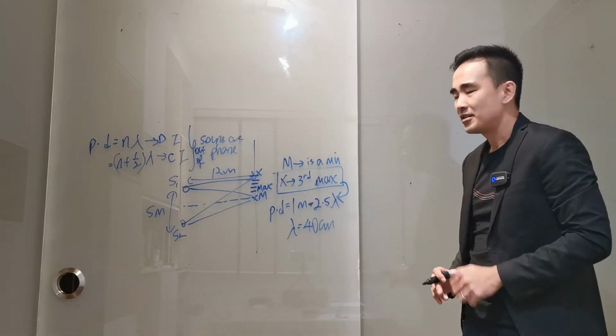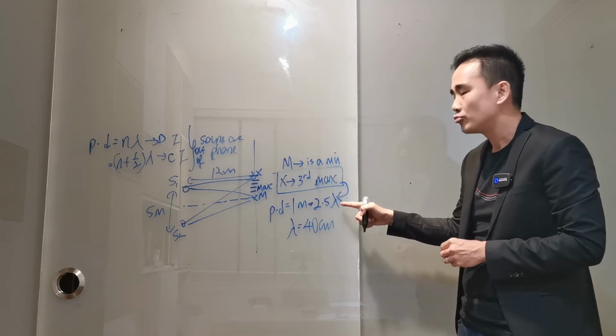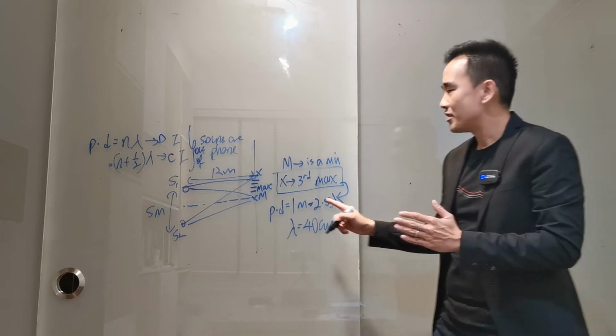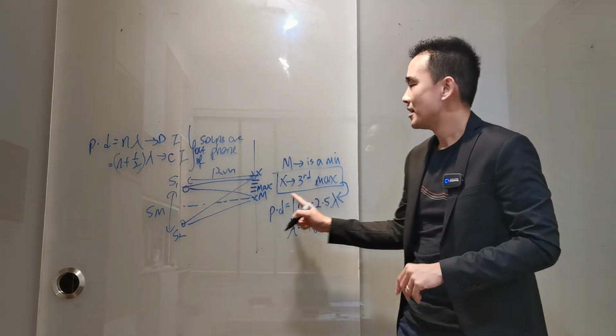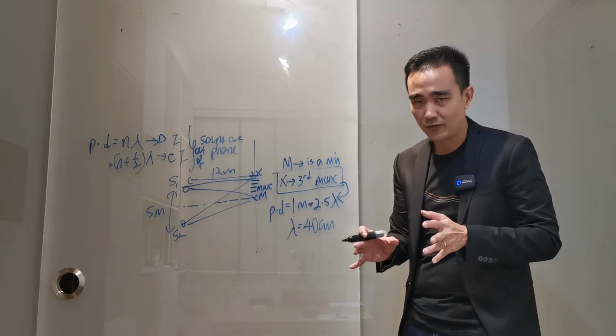The next thing I need to remind you is that you need to translate this information into the path difference in terms of wavelength. Don't worry, you will not be given a question like the 29th maxima or 29th minima. Usually questions will hover around the first to the third roughly.